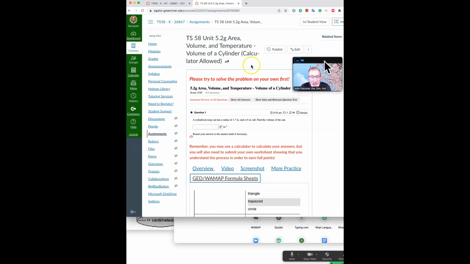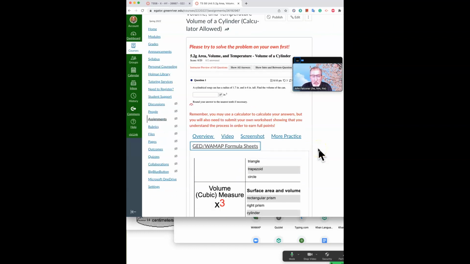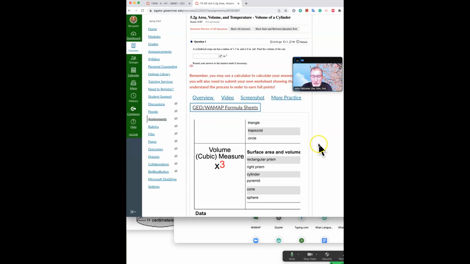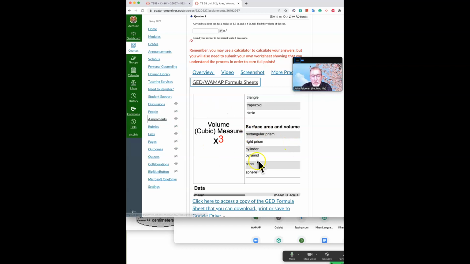Hello, everybody. We're going to take a look at Unit 5.2G in WAMAP, which is volume of a cylinder. And this first question doesn't have a picture of the cylinder on it, so you'll need to understand the terms here. We're going to use the GED formula sheet, which is under the GED WAMAP formula sheet tab in Canvas, and we're looking at volume, and volume of a cylinder is what we're looking for.